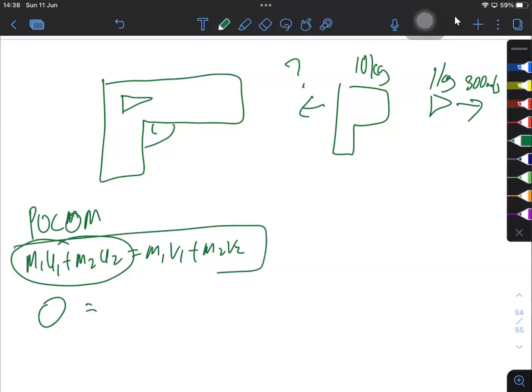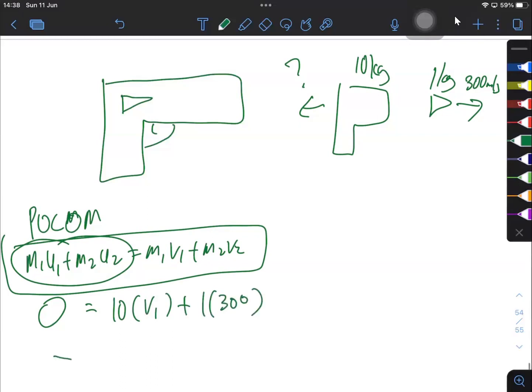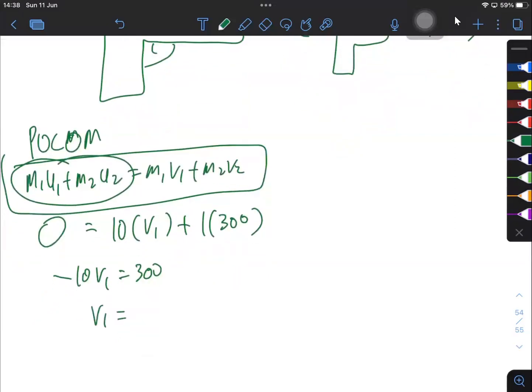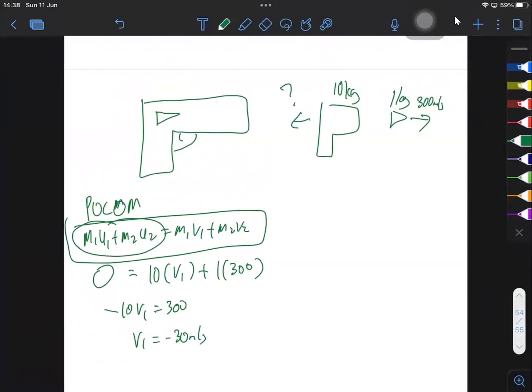All right, so this formula is important because once you have this, it's just doing only 10 multiplied by V1 plus 1 multiplied by 300, right? From here, if you press this in your calculator, you'll get negative 10 V1 is equals to 300, and naturally your V1 will be moving at a ridiculously fast speed of 30 meters per second. Because initially both of them are not moving. So anything multiplied by the speed of 0 will be 0.